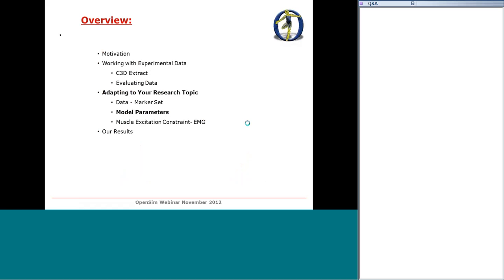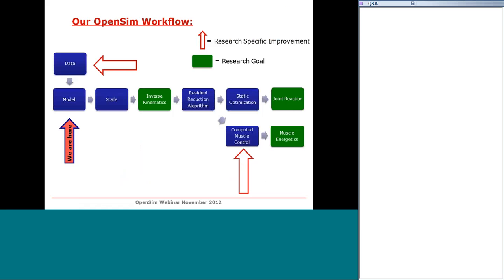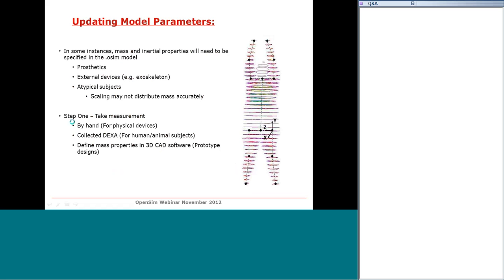The next step in refining a basic musculoskeletal model for the study of obese subjects was to incorporate subject-specific mass and inertial properties into the OpenSim model. Back to our flow chart, we're at this location, pointing to the model. Incorporating custom mass and inertial properties may need to be done when modeling prosthetics, exoskeleton-assistive type devices, or when scaling doesn't accurately represent the mass distribution of the subject.